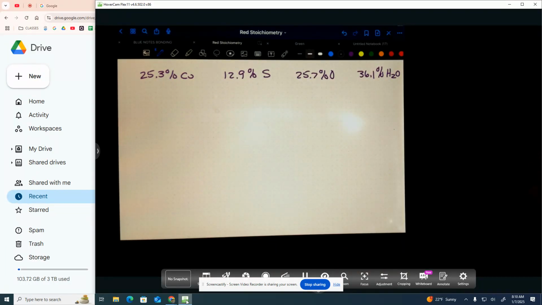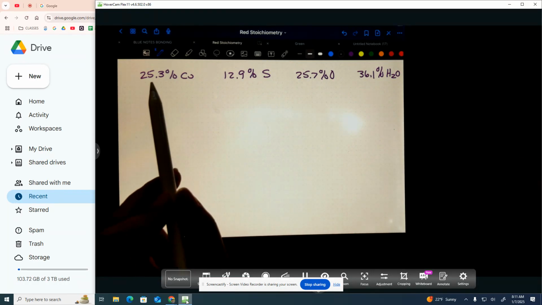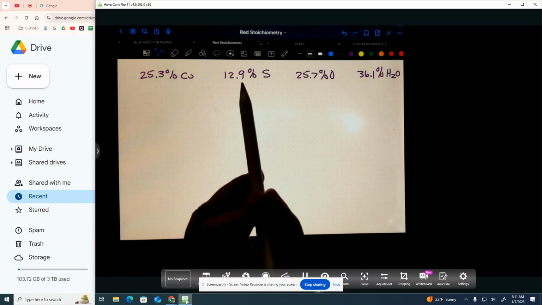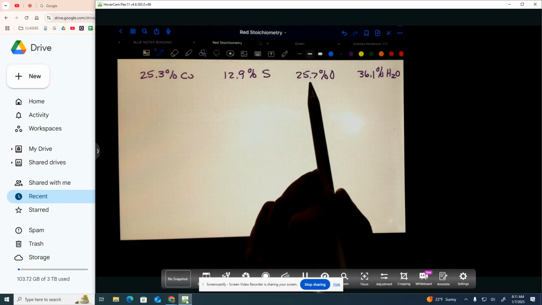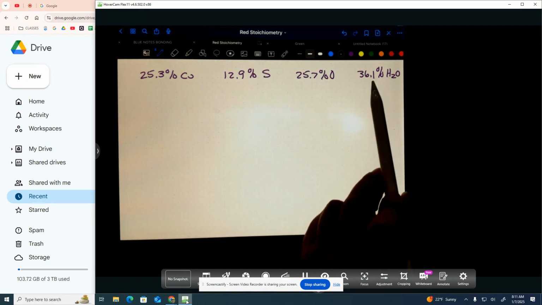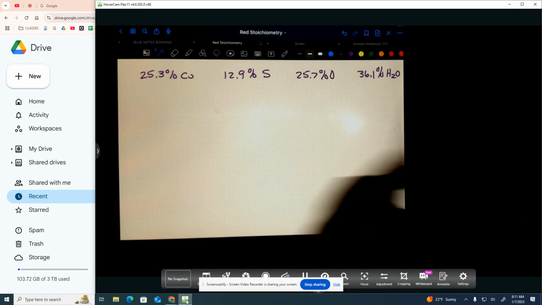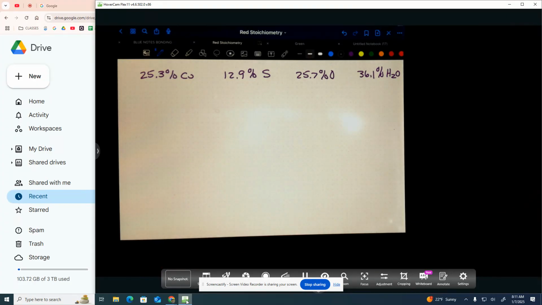We're going to look at this one. Now, look at what the percentages are. 25.3% copper, 12.9% sulfur, 25.7% oxygen, and 36% water. Okay? What is this that we are looking for? It's a hydrate. Okay? It's a hydrate.